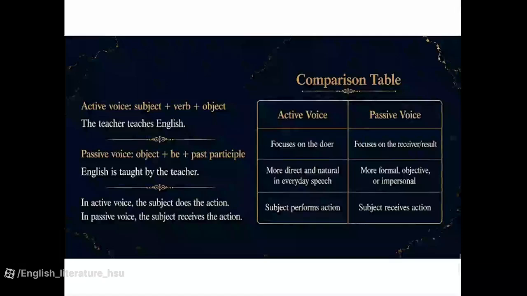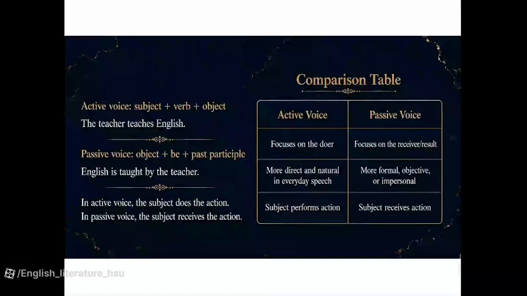In English, we have active and passive structures. Let's compare them. Well, we know that in active voice the subject performs the action, and its structure is subject plus verb plus object. For example, the company built the bridge. The company here is the agent. And in passive voice, the subject receives the action, and its structure is object plus be plus past participle. And you can use by plus agent at the end of this structure. For example, the bridge was built by the company.